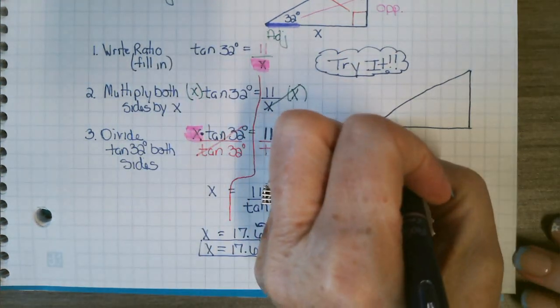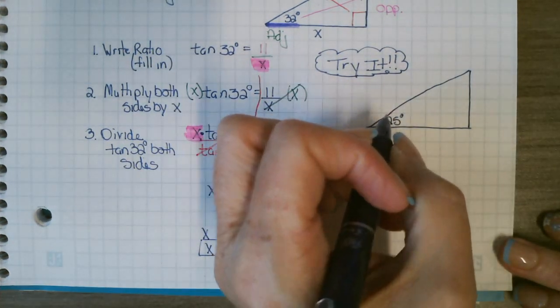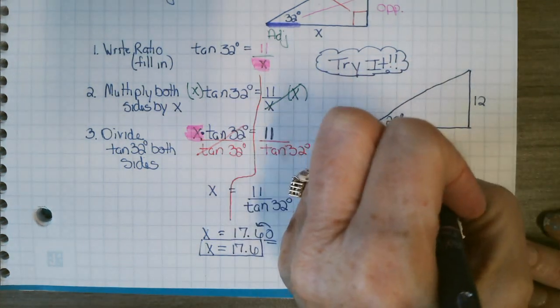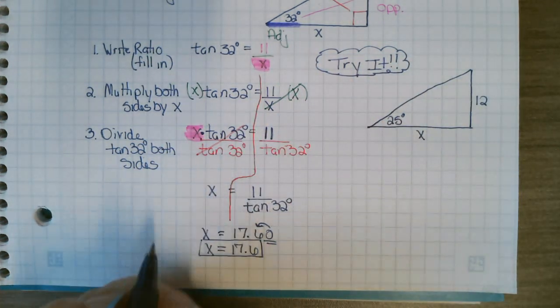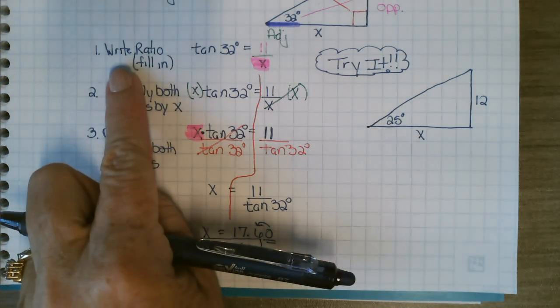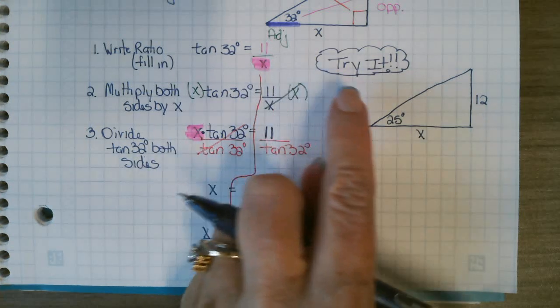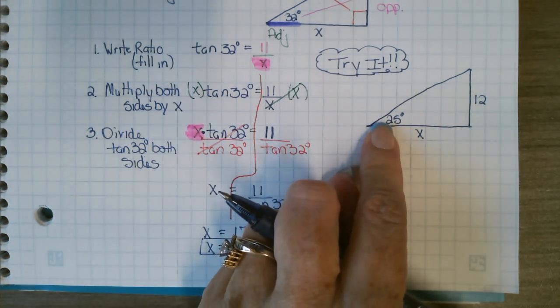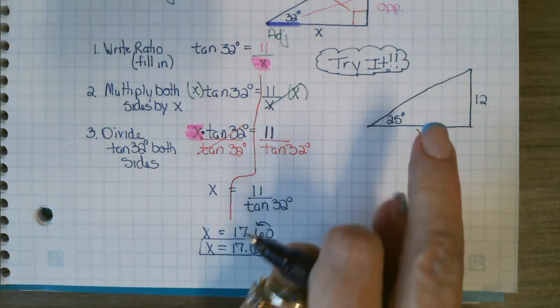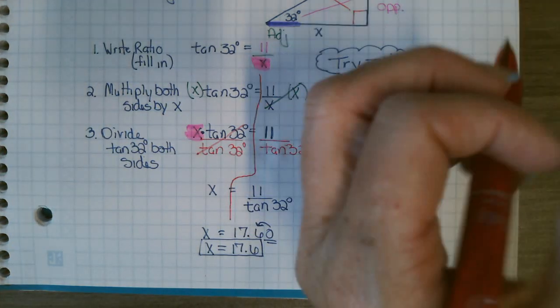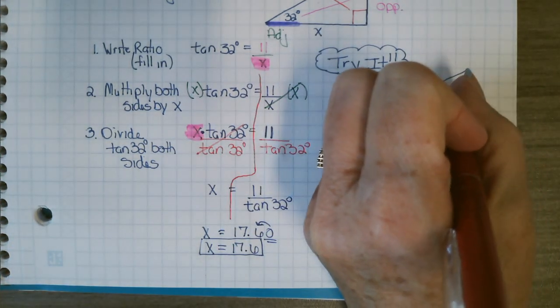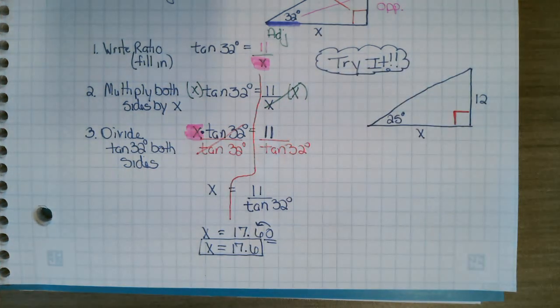First, so we've got 25 degrees, 12, and x. Alright, so you're going to start with write the ratio. You're going to put tan, but instead of 32, you should be able to put what that is, 25. But we've got to figure out our hypotenuse and our opposite and adjacent. So you're going to pause the video and try that.